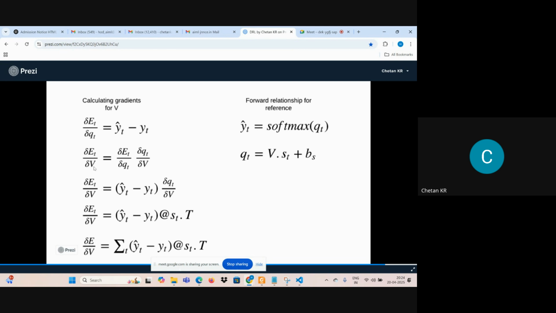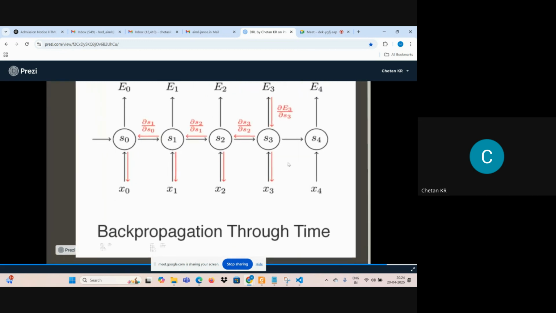Say delta ET by delta V can be written as delta ET by delta QT into delta QT by delta V. And what is delta ET by delta QT? It is YT cap minus YT, the predicted minus actual. Now, when you are differentiating with respect to V, this remains as it is. What is delta QT by delta V? Here are the equations. To differentiate this with respect to V, you get ST transpose. Like that, mathematically, you can compute the gradients.